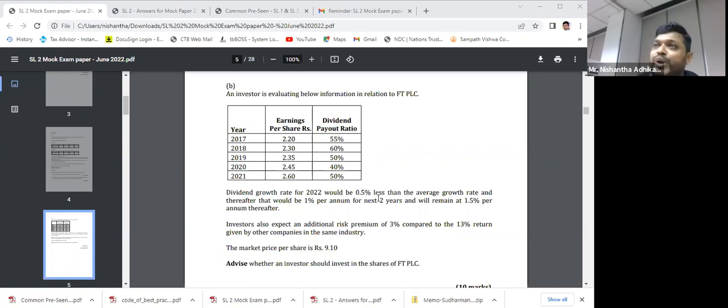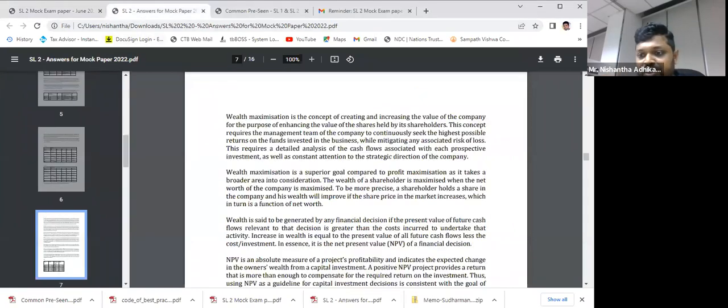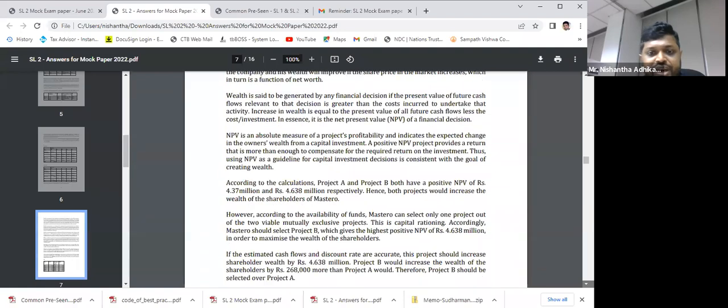What you have to do? You have to calculate the present value of future cash flows. Future cash flows are dividends that you will earn. Calculate the present value of the dividends. We see whether it is greater than 9 rupees and 10 cents. Okay, I will show you the answer quickly, and you can understand how to deal with that.